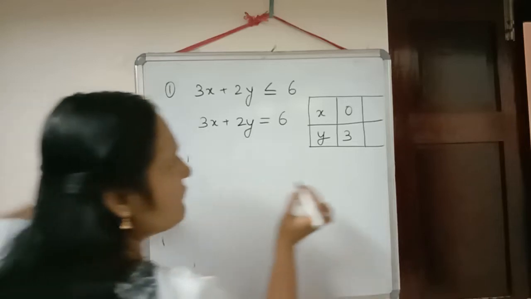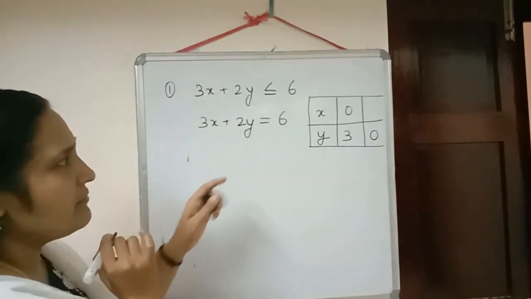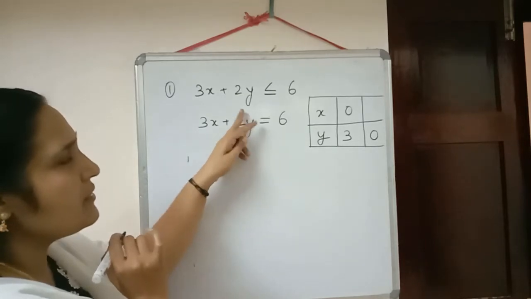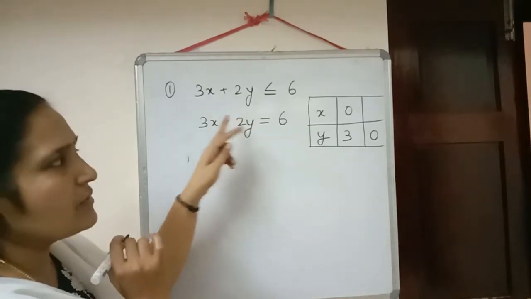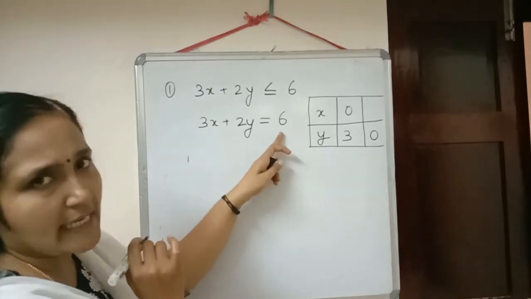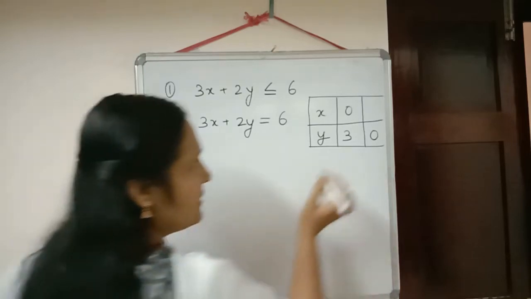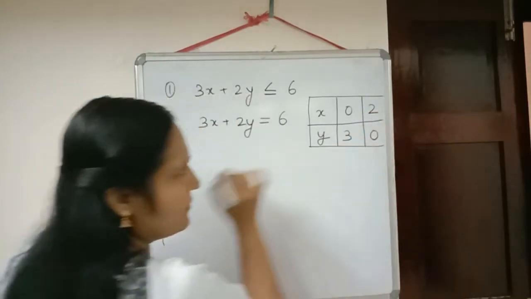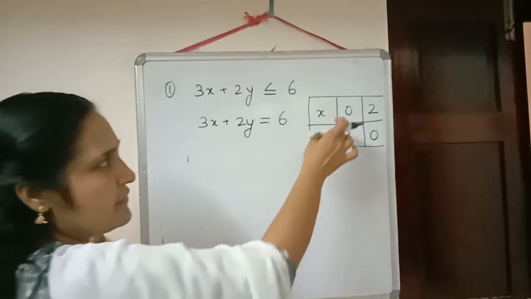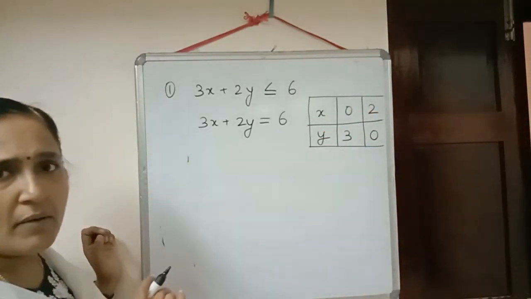Then next what we have to do? Substitute y is equal to 0. When we substitute y is equal to 0, this term will become 0. Then the remaining will be 3x is equal to 6. Then we will get x is equal to 6 divided by 3, so that will come to 2. So now we got our points. First is (0, 3) and second point is (2, 0).